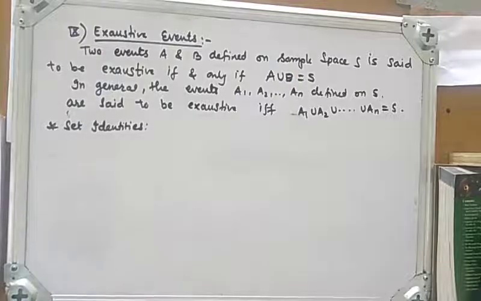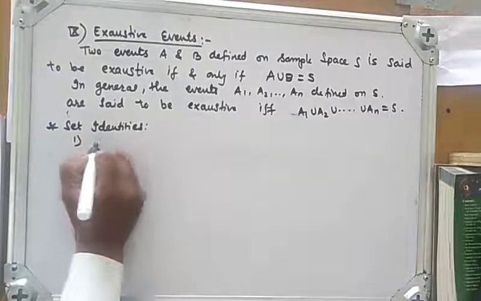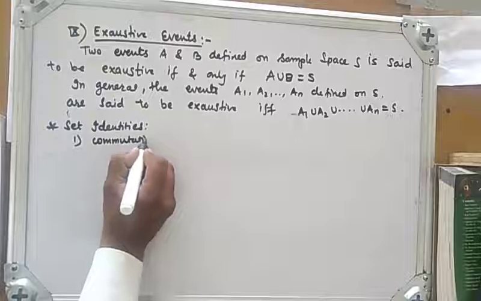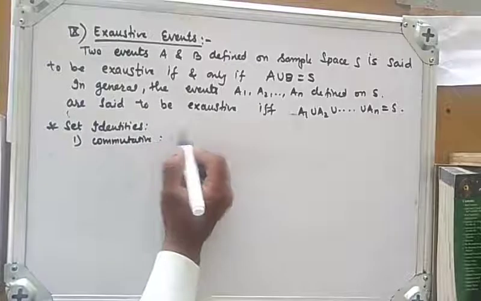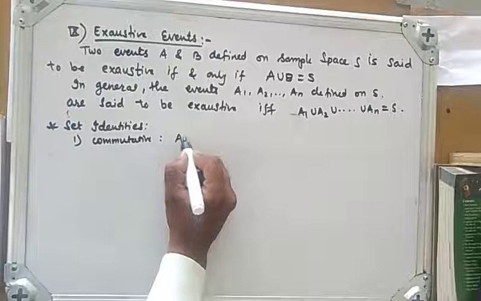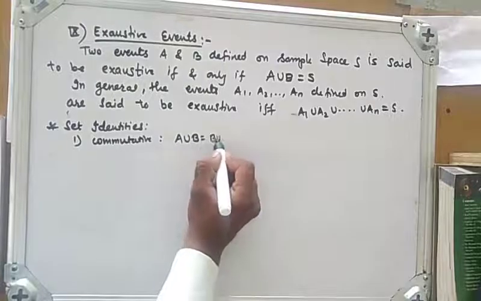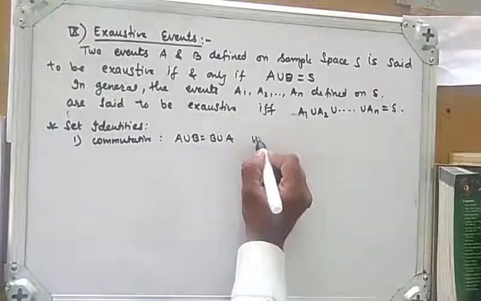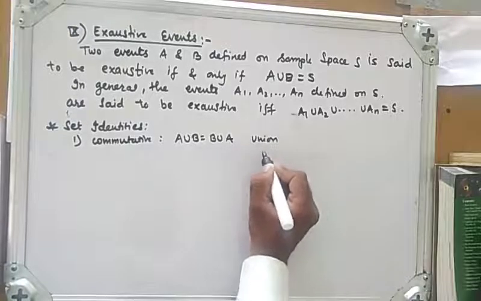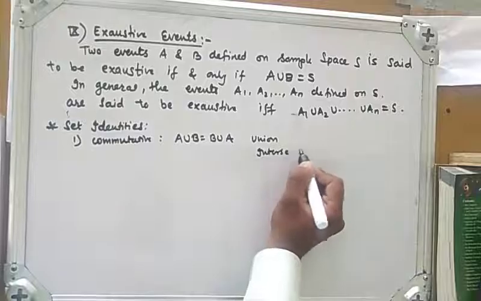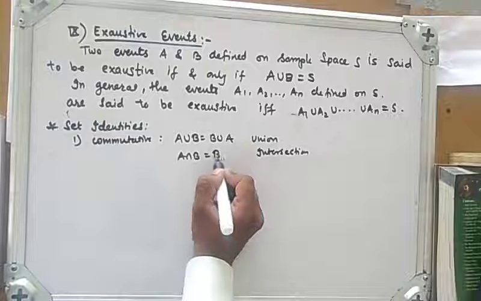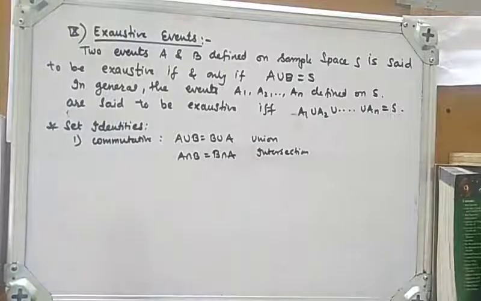The operations union, intersection and complement on events satisfy the following properties. First is the commutative property. What is meant by the commutative property? A union B is equal to B union A; this is for union. For intersection, A intersection B is the same as B intersection A. So this is the commutative property.